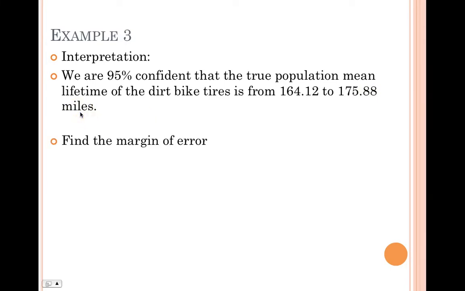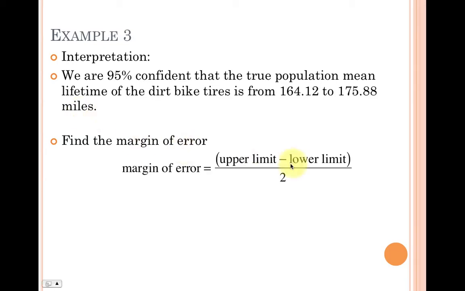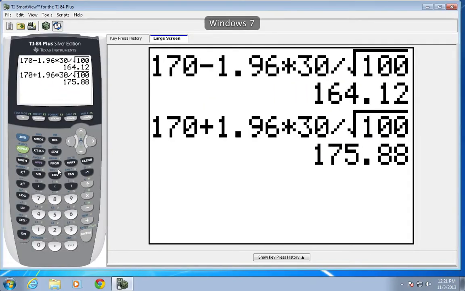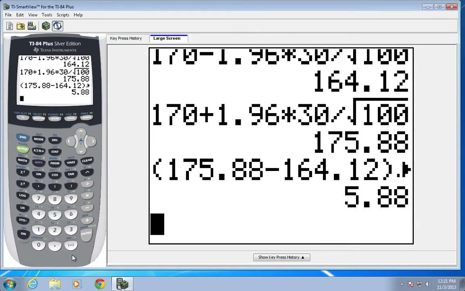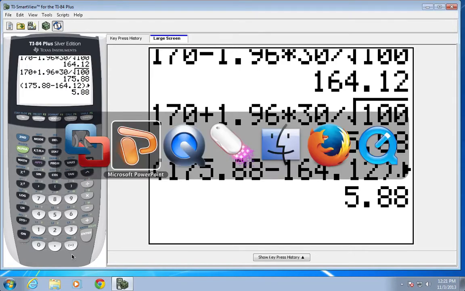If we have to find the margin of error, we're going to use the formula of upper limit minus the lower limit divided by 2. Upper limit is 175.88. We're going to subtract the lower limit, 164.12, and divide by 2. If we put this on our calculator in one step, we have to make sure that we wrap the numerator in parentheses. So I'm going to do that on the calculator. Our numerator, 175.88 minus 164.12 divided by 2. And 5.88 is our margin of error.